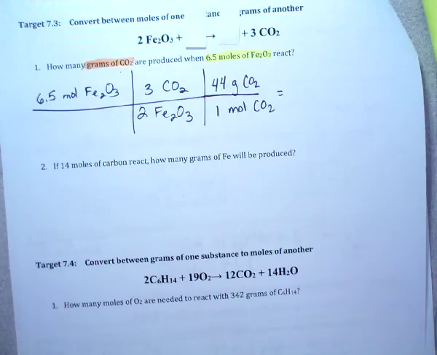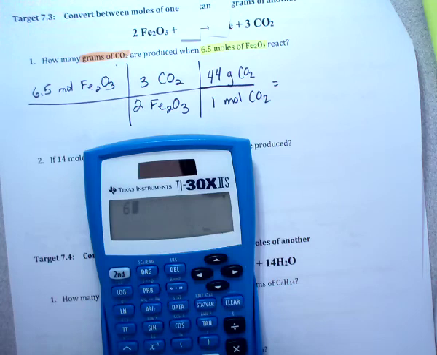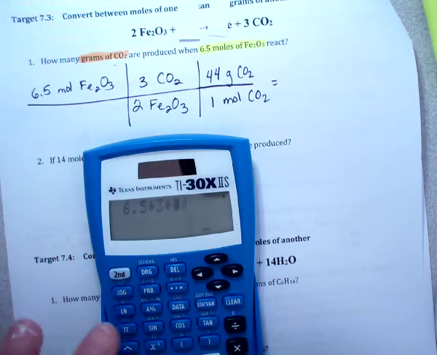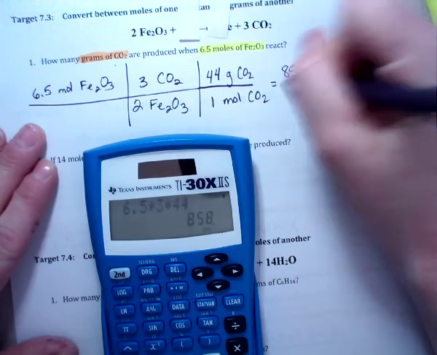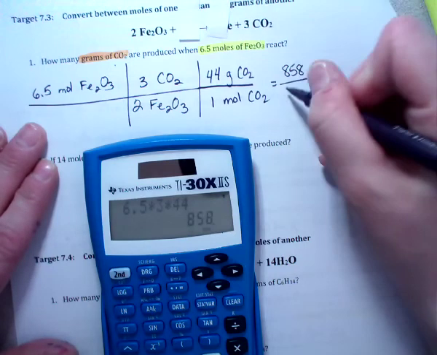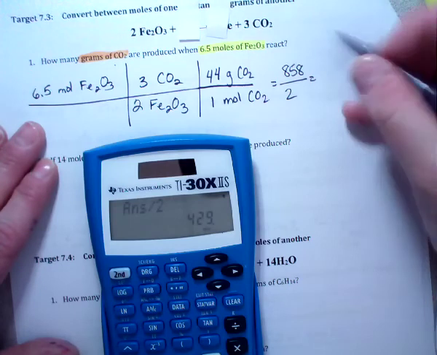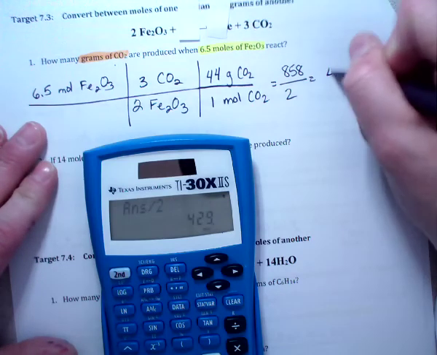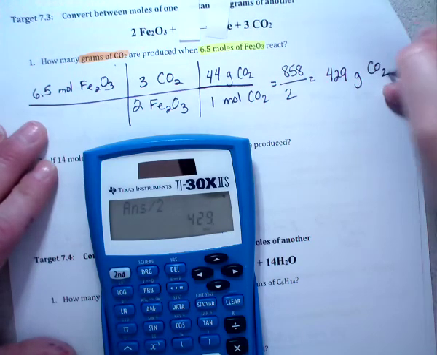So multiply across the top, 6.5 times 3 times 44. That's 858 divided by 2 times 1, which is 2. And I have a final answer of 429 grams of CO2.